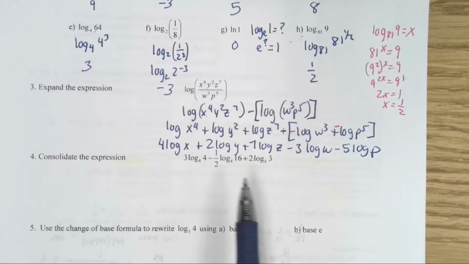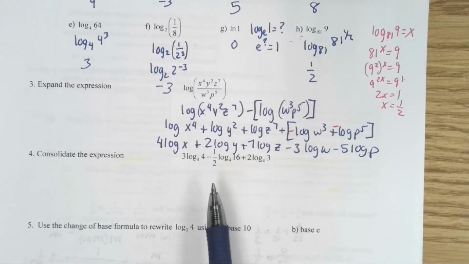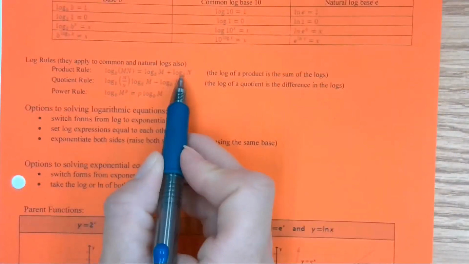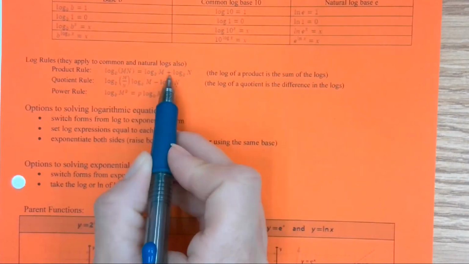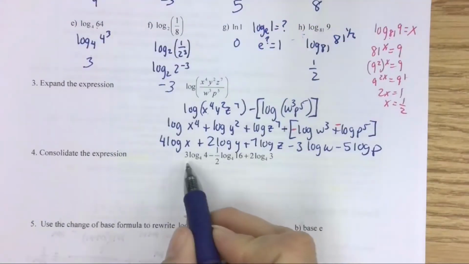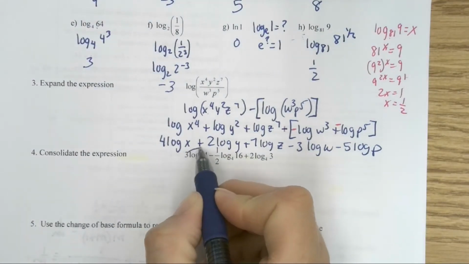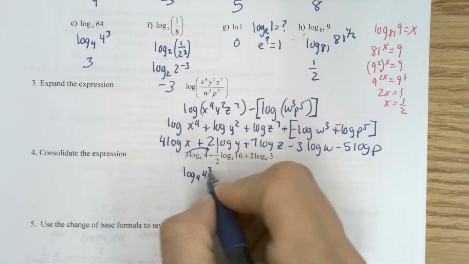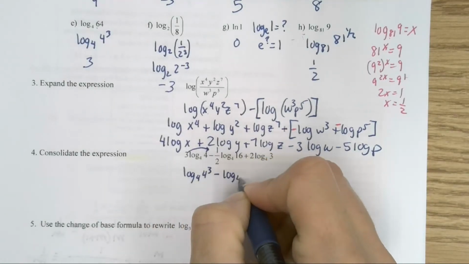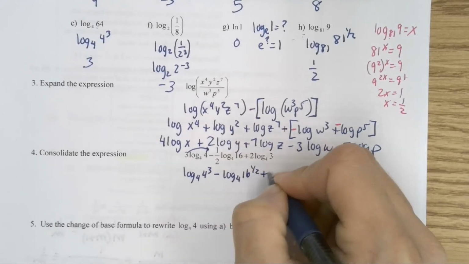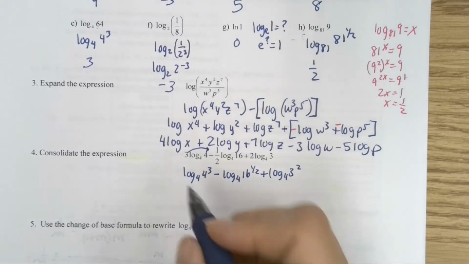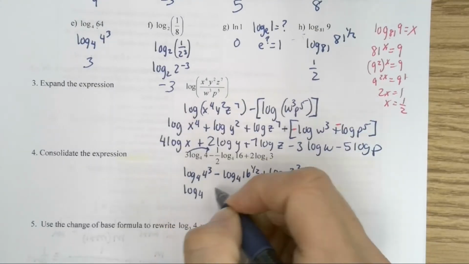Next example is one that is expanded and you want to consolidate it. In order to consolidate, if you look back at your rules, the bases have to be the same and the coefficients need to be at 1. So in this example, we have coefficients. So I want to pull those coefficients up as a power. So I'm going to have log base 4 of 4 cubed minus log base 4 of 16 to the 1/2 plus log base 4 of 3 squared. If you'd like to go ahead and simplify those, you certainly can. So 4 cubed is 64.